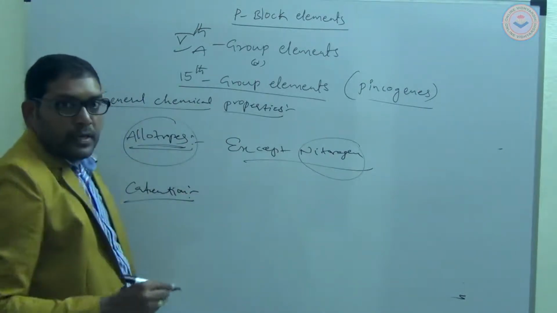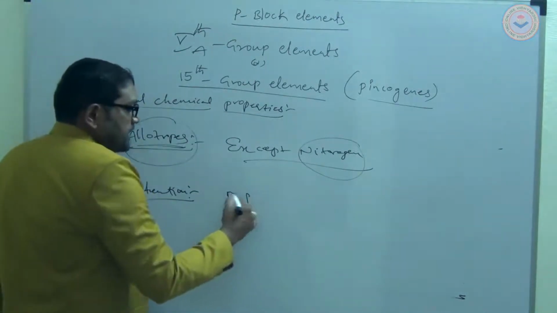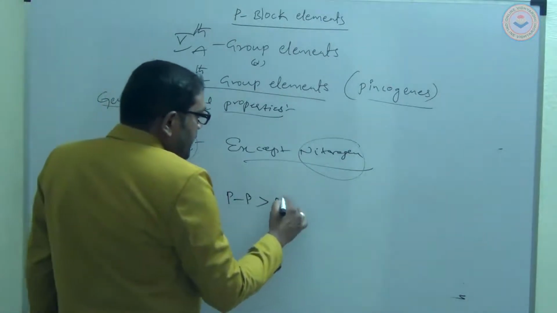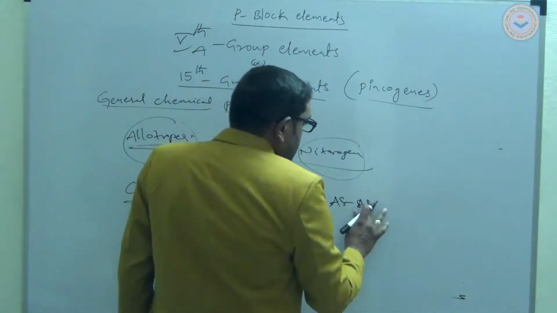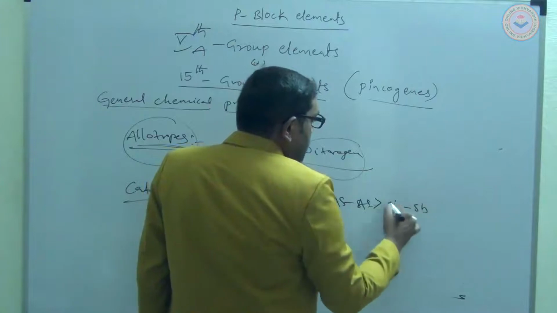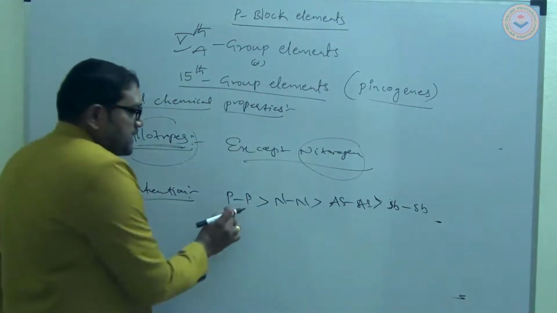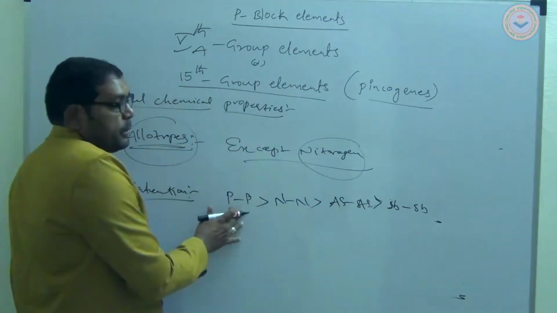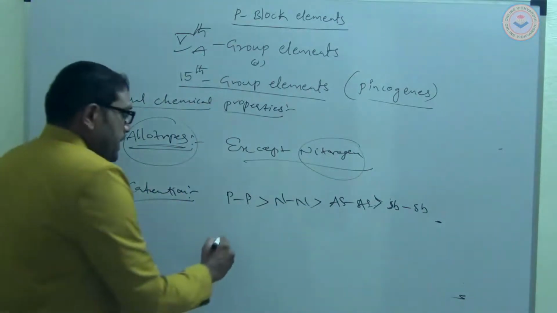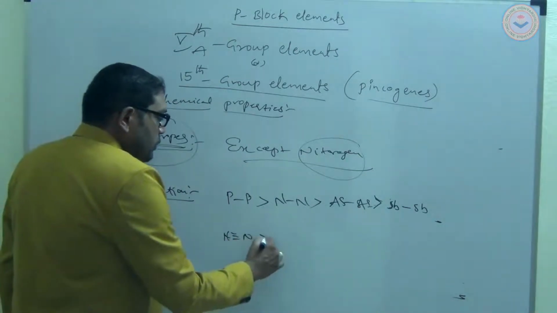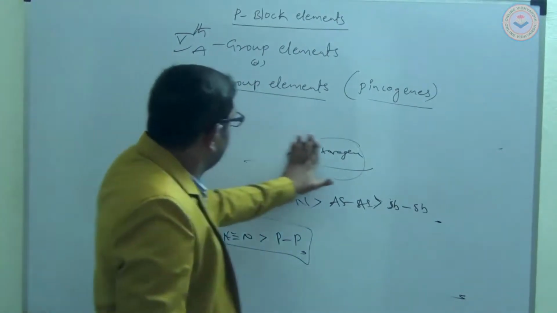Catenation property. The catenation property in the case of a single bond, a phosphorus single bond, is stronger than nitrogen-nitrogen, then arsenic-arsenic is greater than antimony-antimony. This is the catenation property of 15th group elements. The phosphorus single bond is more stable than nitrogen-nitrogen in single bond form. In triple bond form, the nitrogen triple bond is stronger than the phosphorus-phosphorus bond. These are the general chemical properties of 15th group elements.